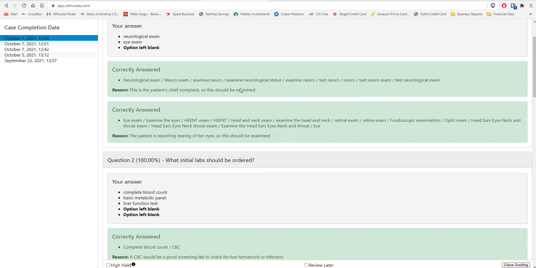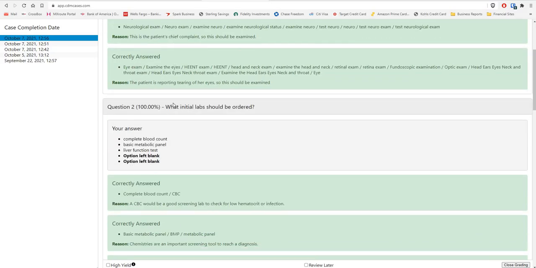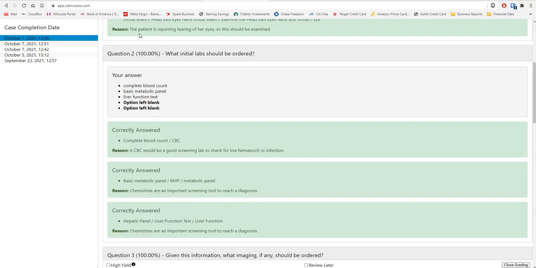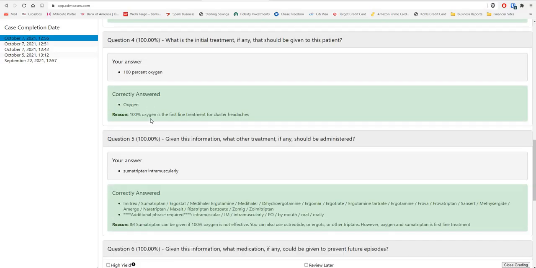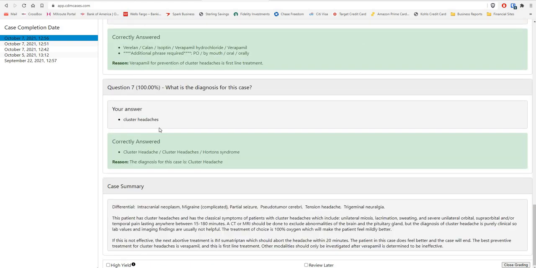So we got the neurological exam. We did the HEENT exam. The initial labs, we did that. MRI, 100% oxygen, sumatriptan, verapamil. The diagnosis of cluster headaches. Okay, and then there's a little case summary. You have this, it tells you do CT or MRI to exclude abnormalities of the brain, pituitary gland. So try 100% oxygen, but we needed to do abortive treatment, and then you can use verapamil for long-term treatment.